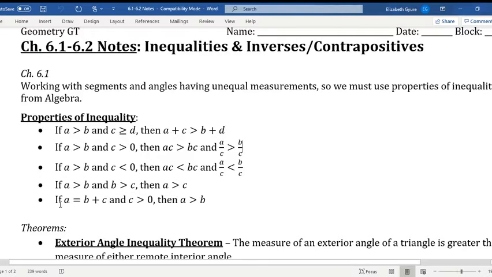And then the last one, if A equals B plus C and C is greater than 0, then A must be greater than B. So again, I don't necessarily expect you to have these memorized. It's more being able to apply them if I give you actual measurements or actual diagrams.